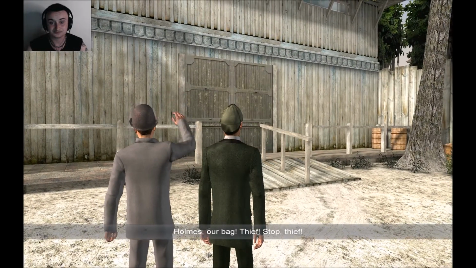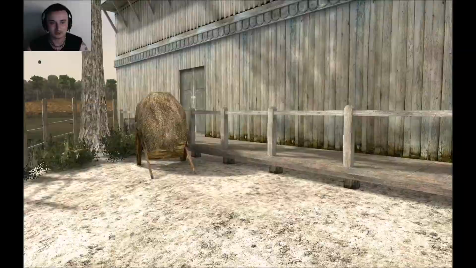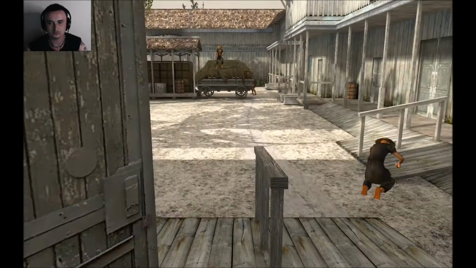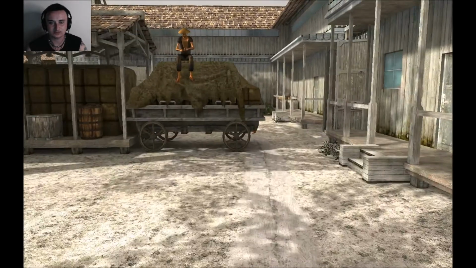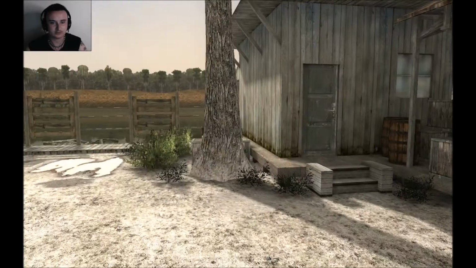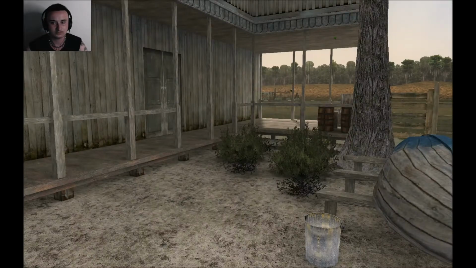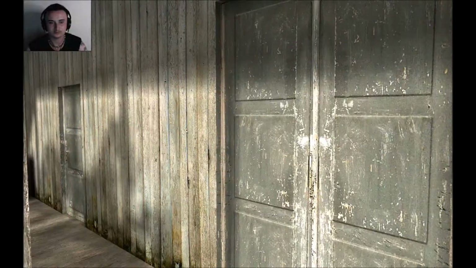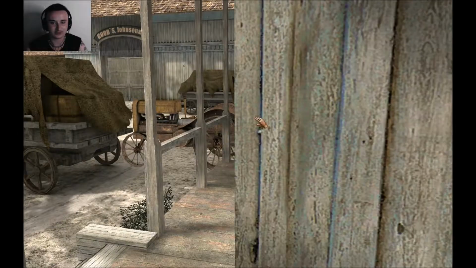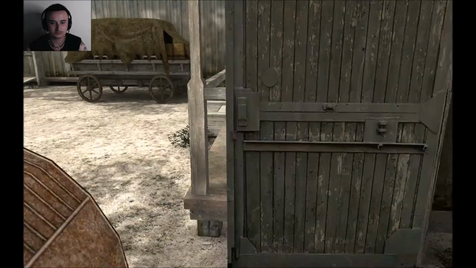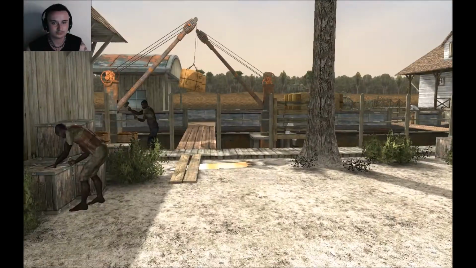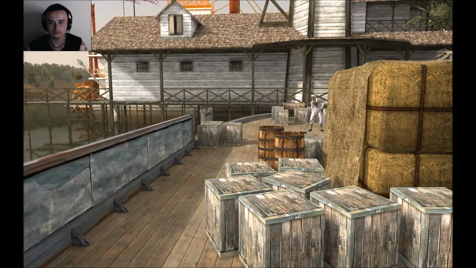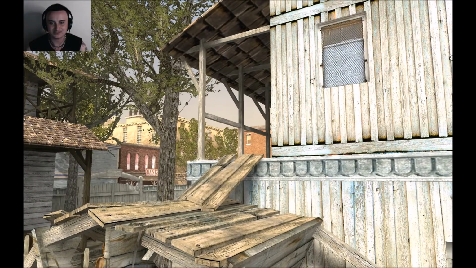So, Holmes, our bag! Thief! Stop! Thief! Well, we gotta chase this guy. There he goes. Oh, well, can't go that way. Well, how do I get to him? Through here? Ah, here we go. Stop! There he goes. Beep beep. There he is. I saw him.